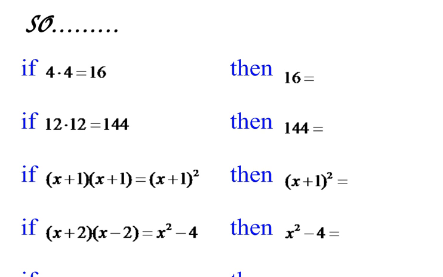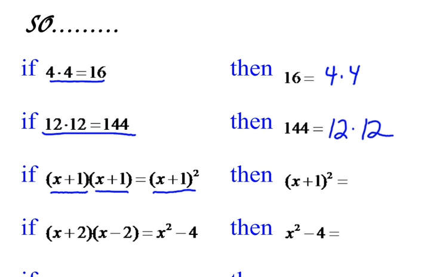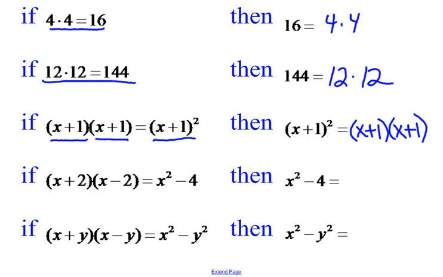So let's look at these. If 4 times 4 equals 16, then 16 must equal 4 times 4. True statement. Okay. 12 times 12 equals 144, then 144 must equal 12 times 12. x plus 1 times x plus 1 equals x plus 1 squared. Then we can write x plus 1 squared as x plus 1 times x plus 1. If x plus 2 times x minus 2 equals x squared minus 4, then we must be able to write x squared minus 4 as x plus 2 times x minus 2.